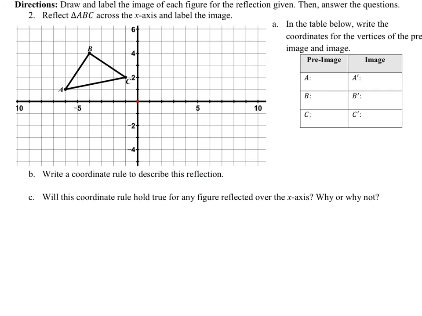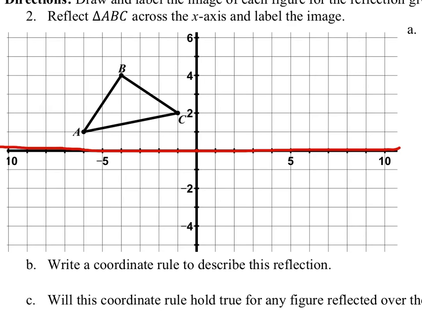All right, let's go ahead and reflect this pre-image triangle ABC across the x-axis, and then we'll also label the image. So first up, let's identify that the x-axis is what we would call the line of reflection. Something like that, that'll do for me. Now since this is being reflected across this line, this goes back to the mountain one. This is kind of like a reflection across the water.